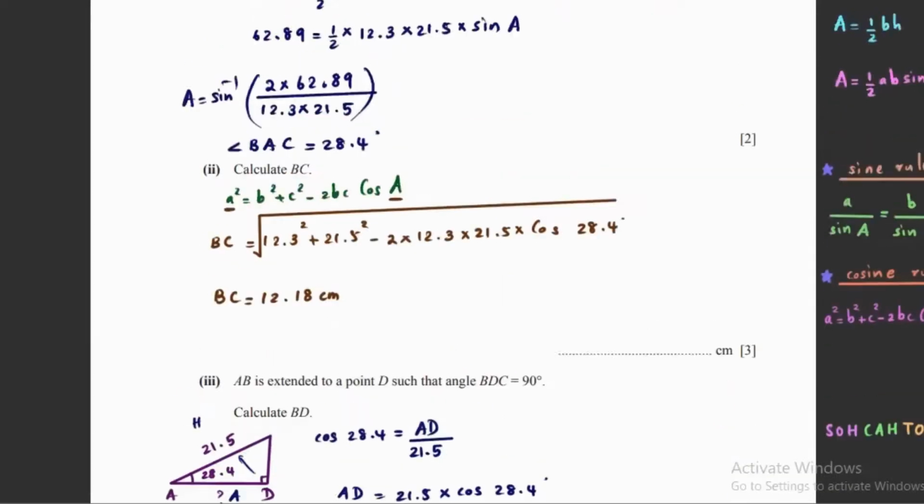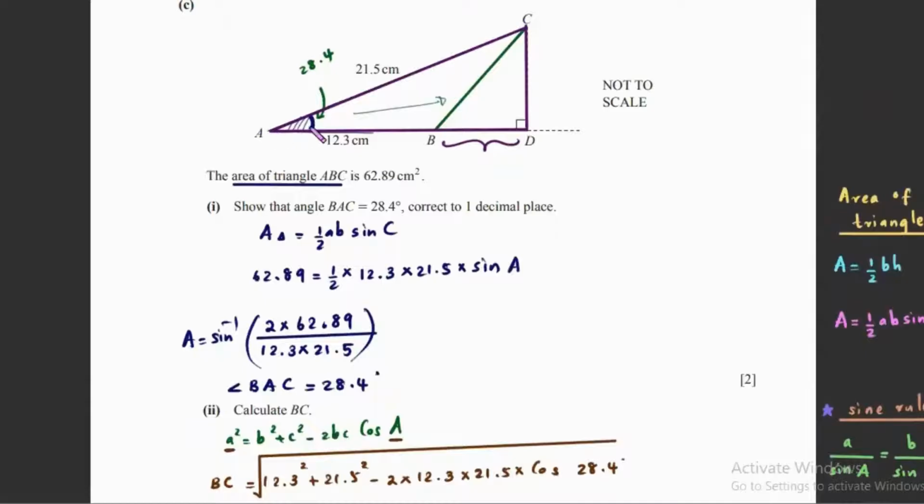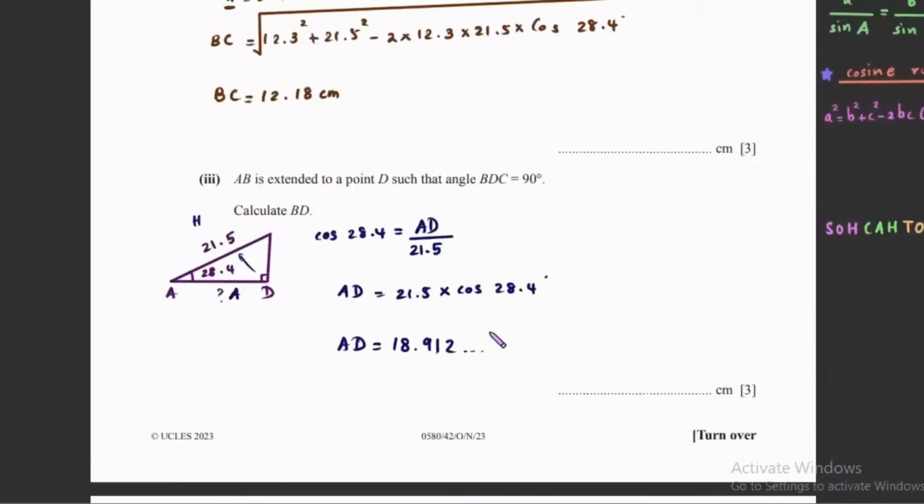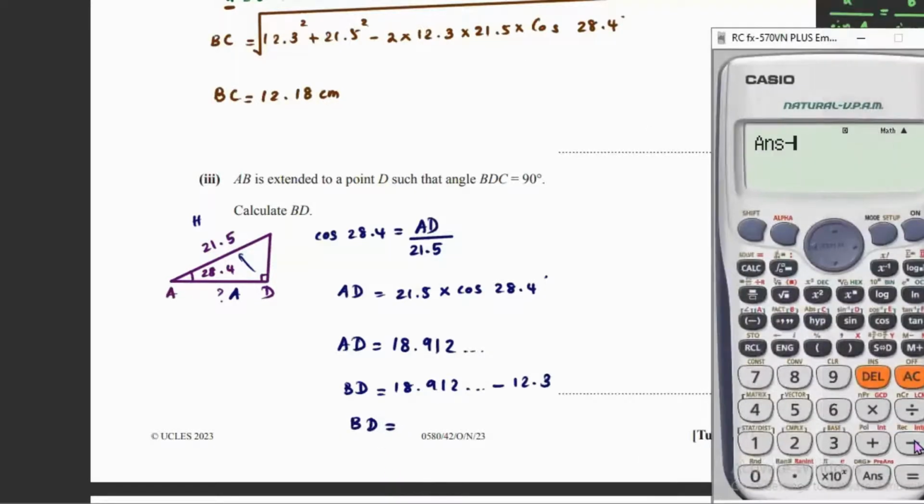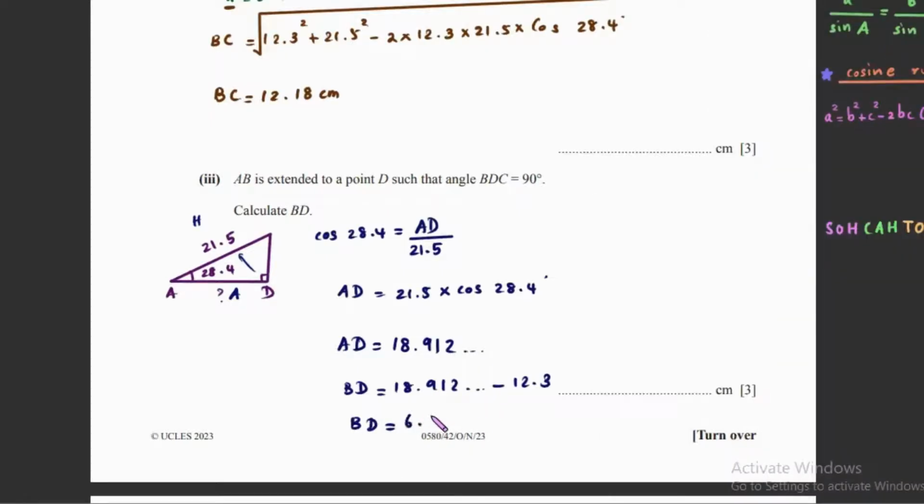But the question is asking us to find what BD is. So from this AD, I need to deduct this length AB, which is 12.3, to find what BD is. So to calculate BD, from this answer that I get here, I need to deduct 12.3. So that will give us what BD is. When I do that, I get 6.612, which is the same as 6.61. That is correct to two decimal places. 6.61 is the value for BD.